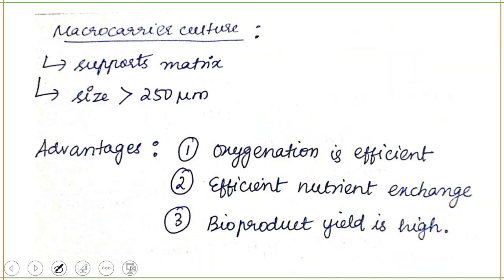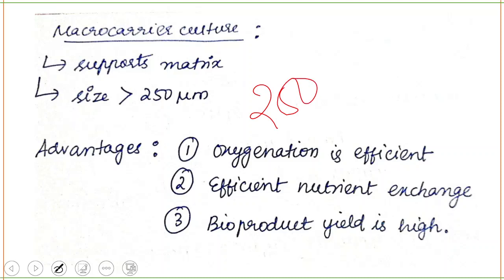Okay, next we are going to understand about macrocarrier culture. So what is macrocarrier culture? They are also a support matrix, on top of which and underneath the pores, the cells will be growing, and size is the difference between micro and macrocarrier. Size in the macrocarrier will be 250 micrometers.